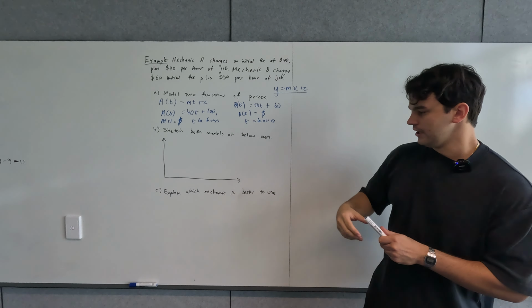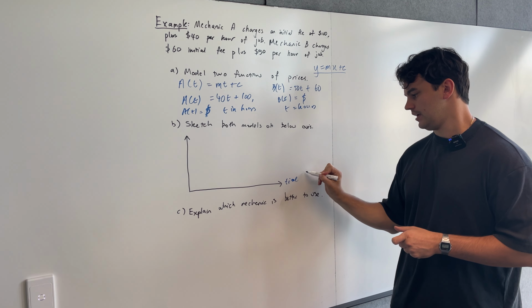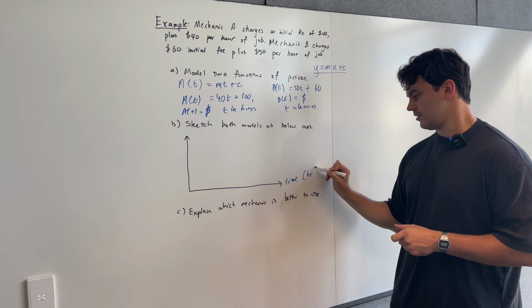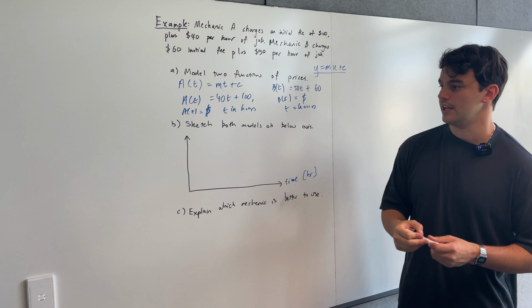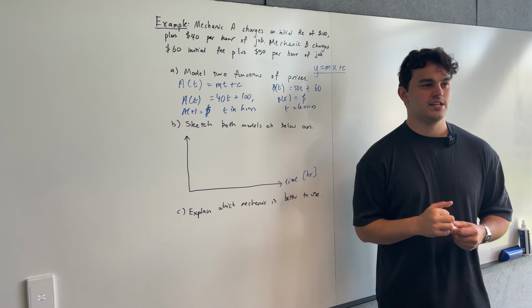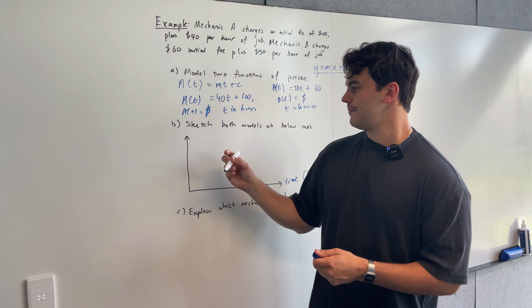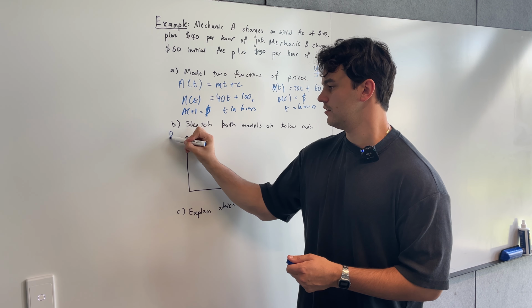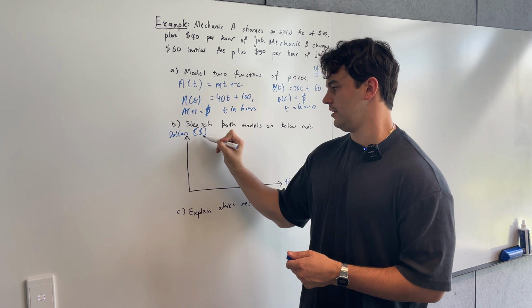Now, part B, sketch the two models on the below axes. No axes labels here, but let's just add them in. So we'll just add time in hours. It's good practice to put the unit in square brackets. That's what I've done in engineering, and I'm not sure if that's what they teach in VCE Methods, but I'm pretty sure they're not too picky on that type of thing. And then this is going to be dollars. And I'll just put a dollar sign there.